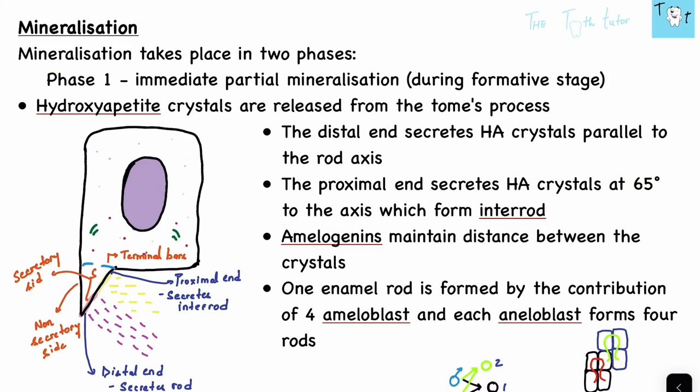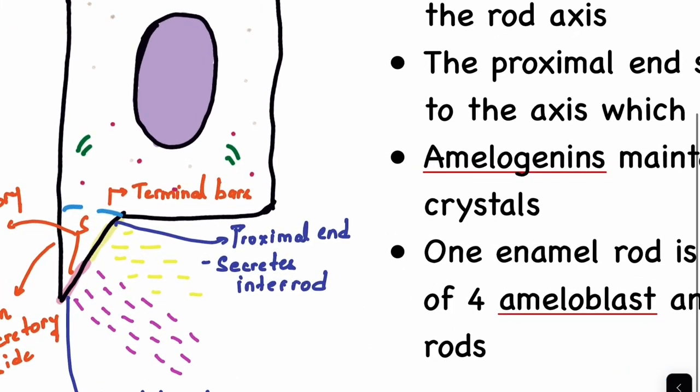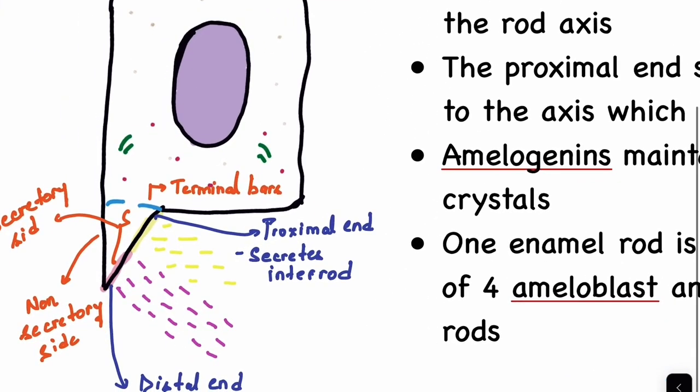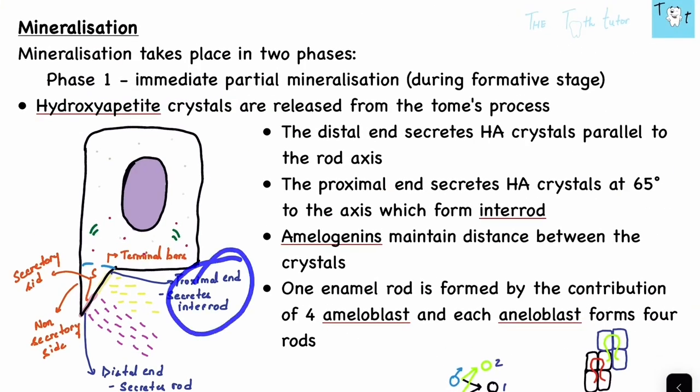So what happens is hydroxyapatite crystals are released from Tomes process. Okay, so in mineralization, nothing else is released. It's just hydroxyapatite crystals. Okay, we had two ends to the Tomes process. So this end will release hydroxyapatite crystals parallel to the rod. Okay, and then this end, the proximal end, it will secrete hydroxyapatite crystals around 65 degrees to the axis of the rod. Okay, and this will be called interrod.